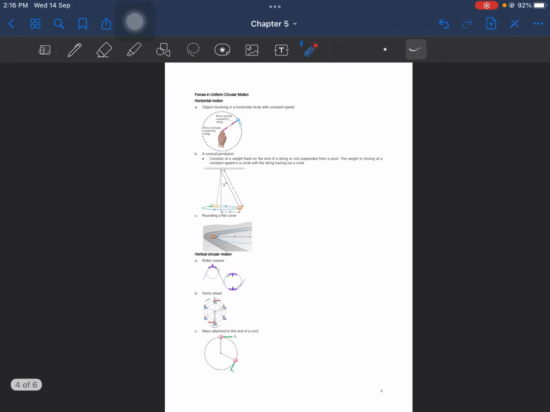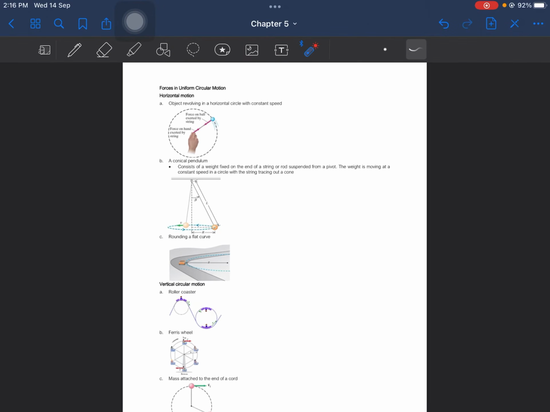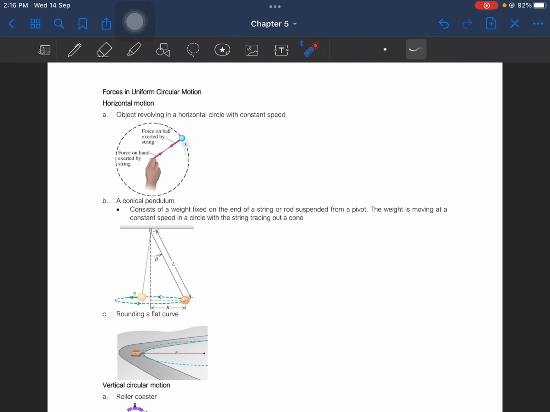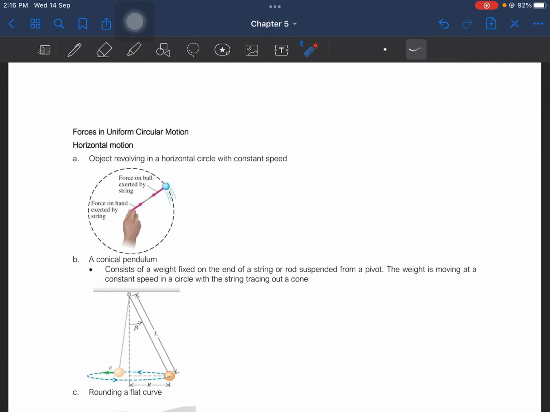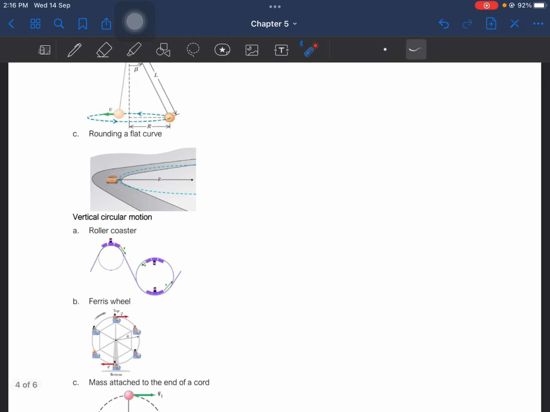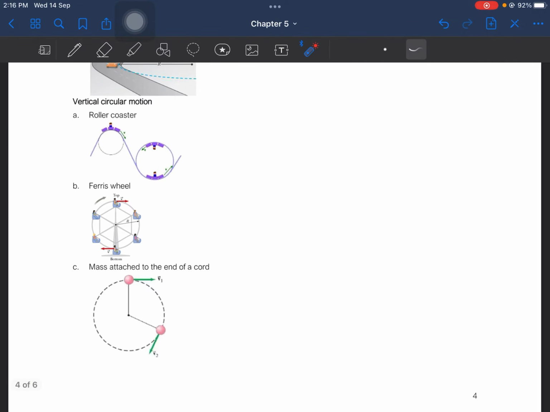Yeah, the conical pendulum is also included. Okay, so now let's look at the horizontal motion. For forces in UCM, you also have to be able to draw the free body diagram. For all of this, I'll be drawing the free body diagram, and I expect you to be able to do it.